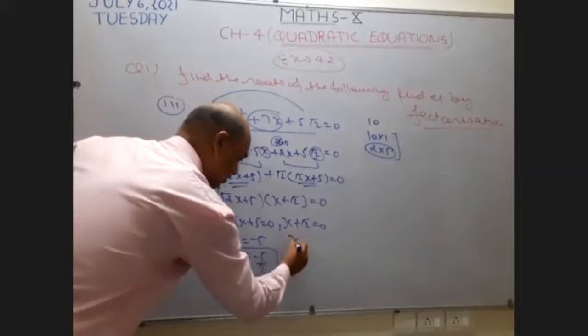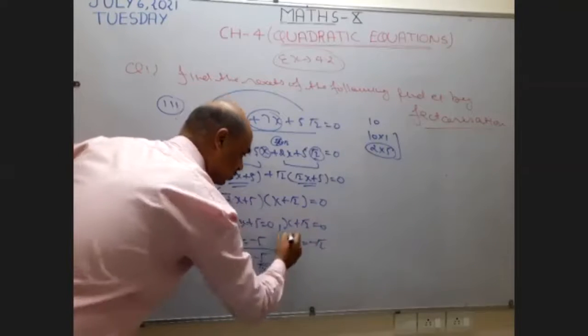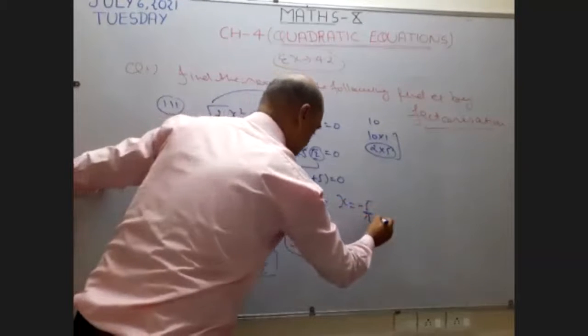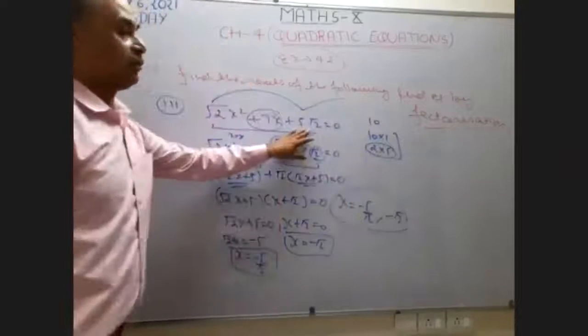Now see, x equals this positive term becomes negative, and I take root 2 from left to right. So the values of the given equation are minus 5 by root 2 and minus root 2. This is the answer of the given quadratic equation.